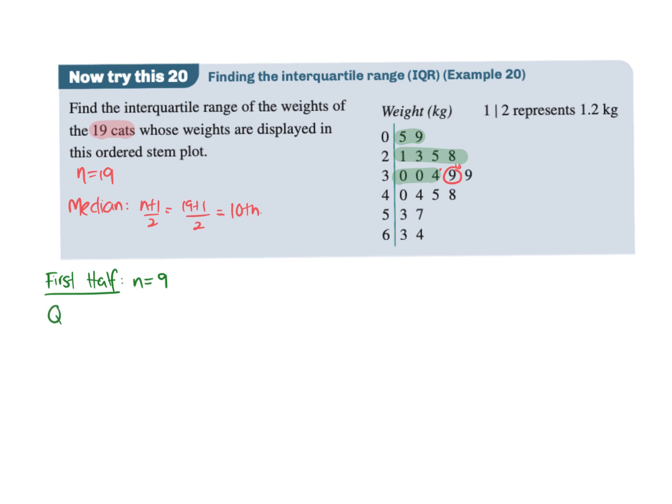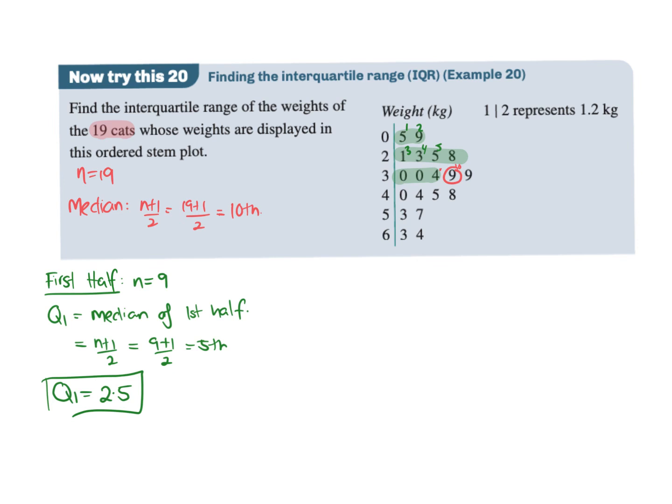So the Q1 equals the median of the first half. So what we're going to do is the N plus 1 divided by 2, but just with our new N number, which is 9. So we do 9 plus 1 divided by 2. So the Q1 is going to be the 5th value. So if you go 1, 2, 3, 4, 5, there it is. So 2.5. So Q1 equals 2.5.